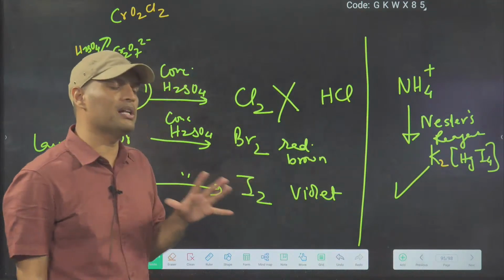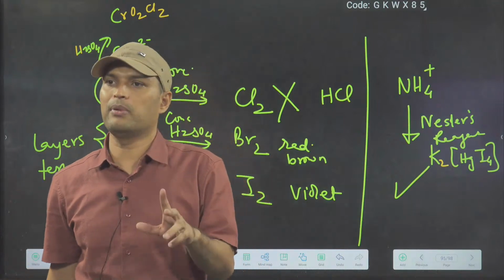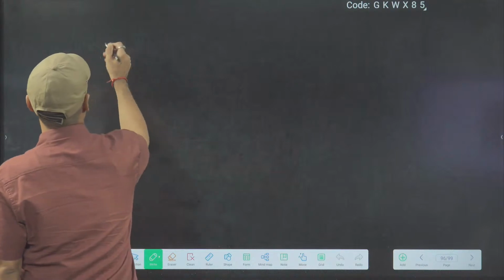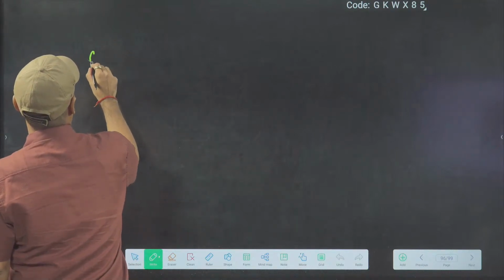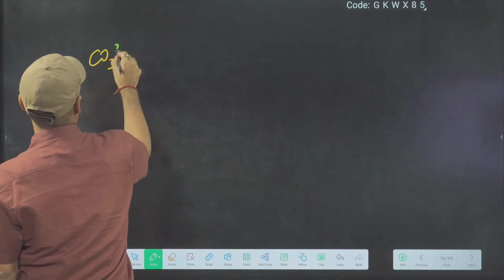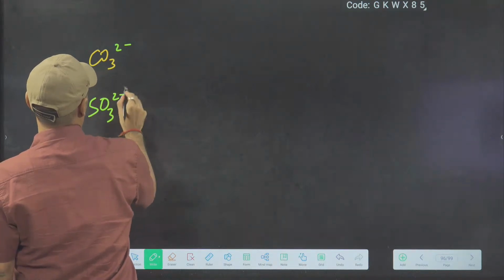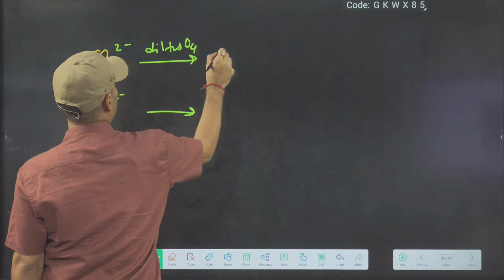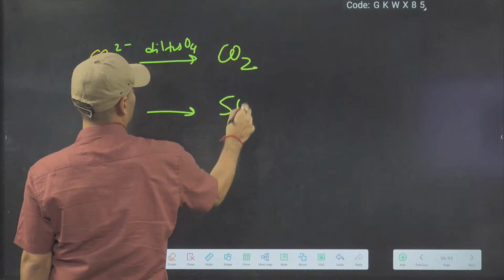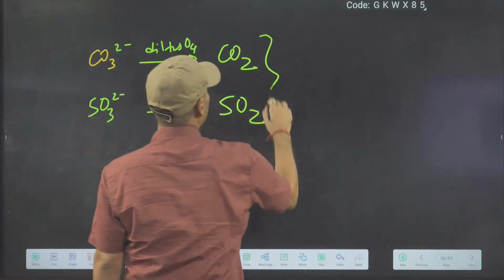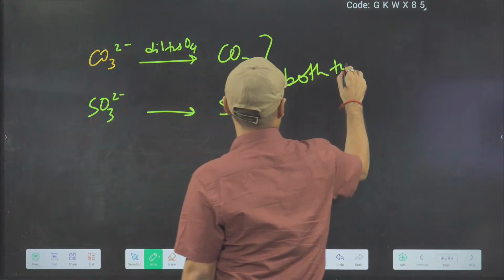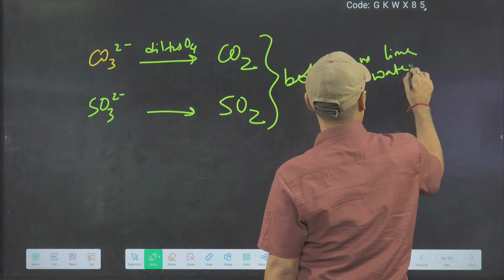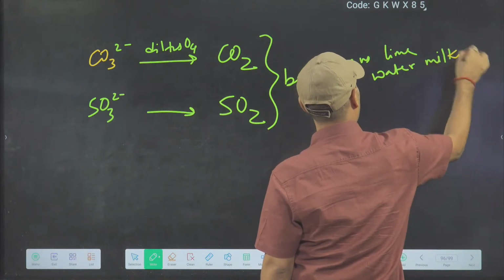So many things are there. Those tables confirm which gas is liberated in which case. Suppose I give you CO3 2 minus and SO3 2 minus, and I put dilute H2SO4. Which gas is liberated? You will say CO2. Here which gas is liberated? SO2. Both turn lime water milky.